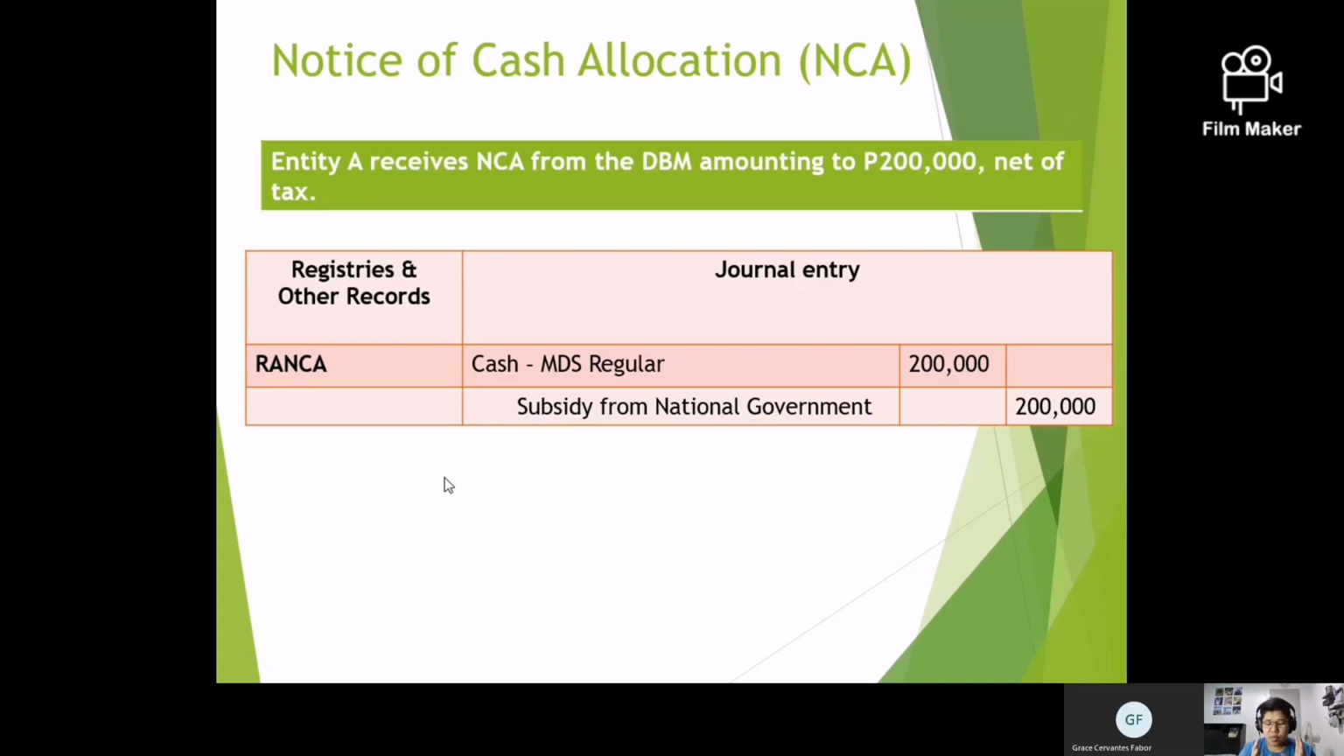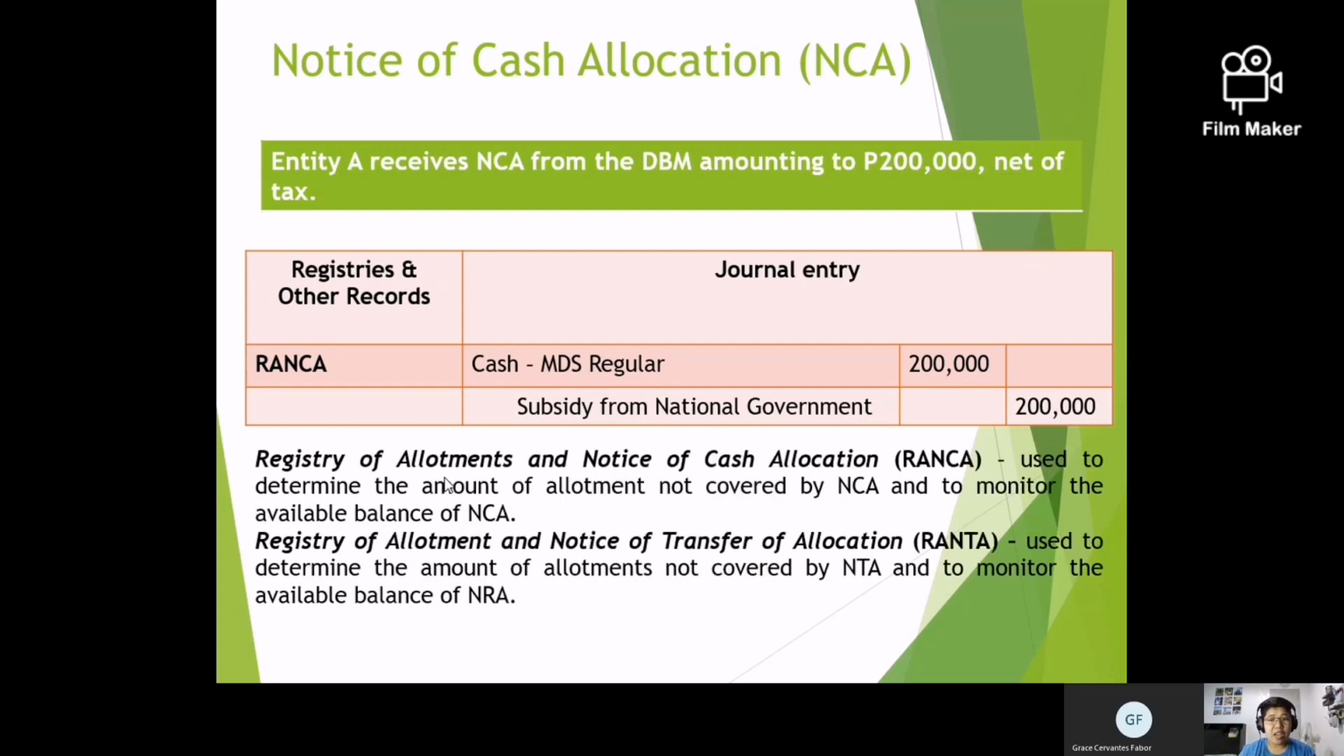Receipt of NCA. What is the entry? Debit Cash MDS regular or modified disbursement system. Cash MDS regular credit subsidy from national government 200,000. Anong registry ang i-update natin? RANCA. Ma'am, ano po yung RANCA? Another registry? Yes. So, RANCA. Ano ba yung RANCA? It is Registry of Allotment and NCA and Notice of Cash Out. It is used to determine the amount of allotment not covered by NCA and to monitor available balance of NCA.